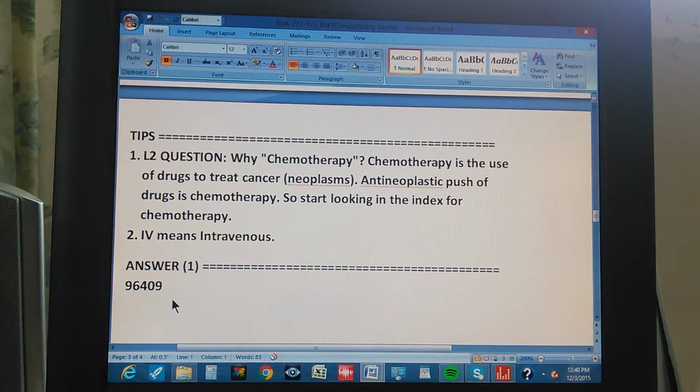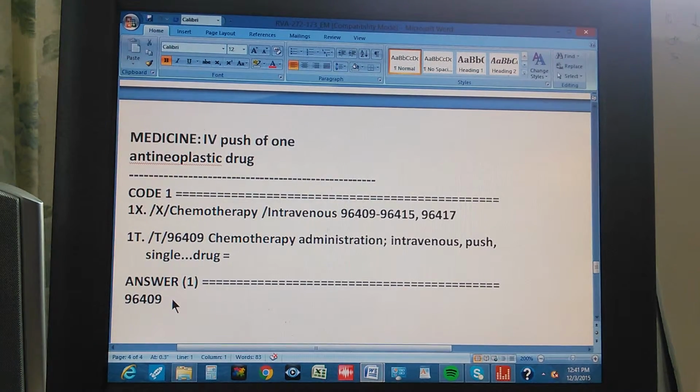Okay, we're going to count to 3 so you can pause the video and give us the CPT code for this. 1, 2, 3. Okay? All right. Now we have the summary of the whole problem. The part of the CPT that we are dealing with is medicine here, right? And it's an IV push, intravenous push of one antineoplastic drug, okay? There's only one code, and the code through the index is found like this.